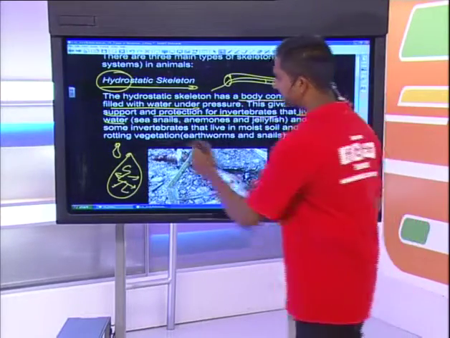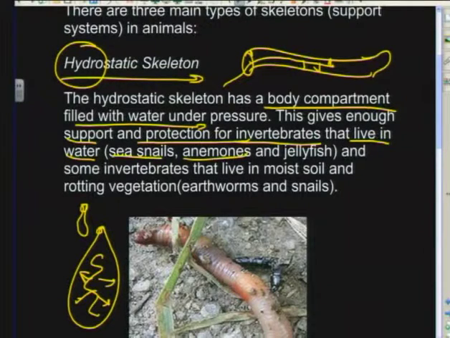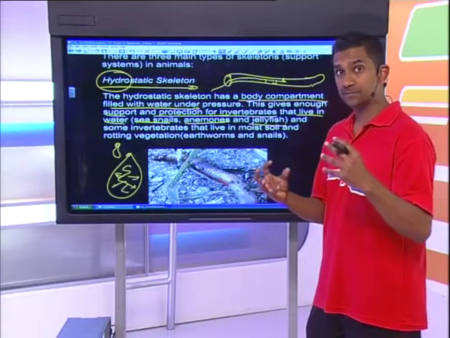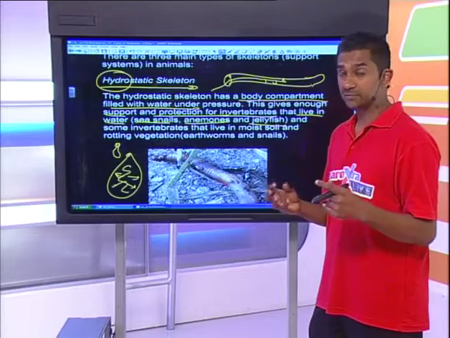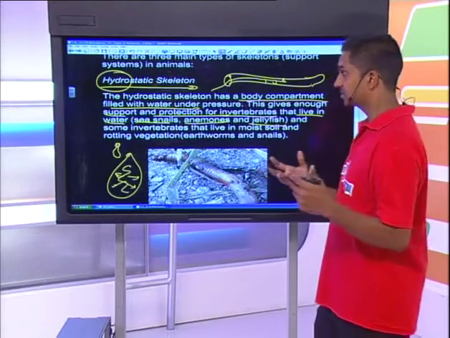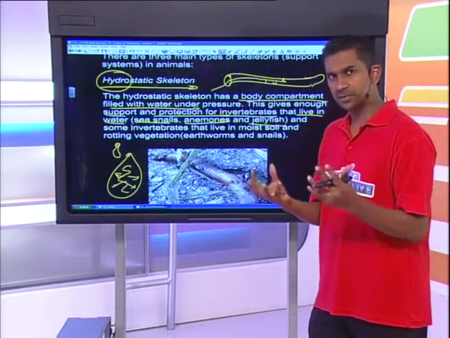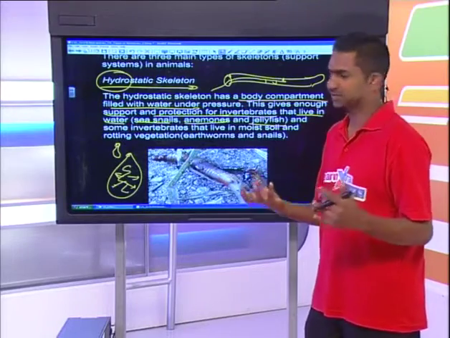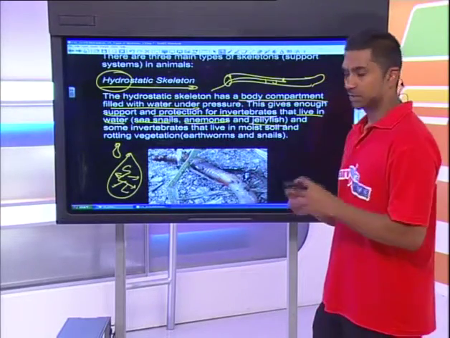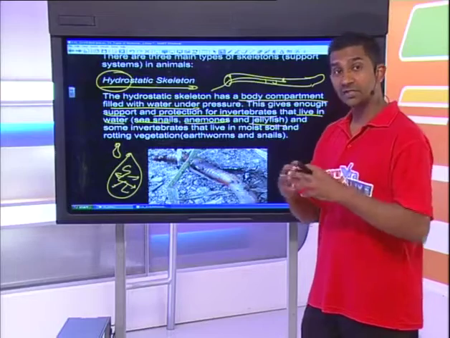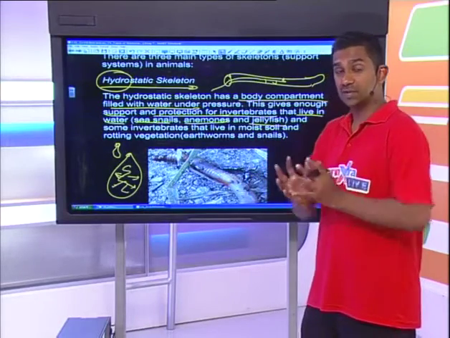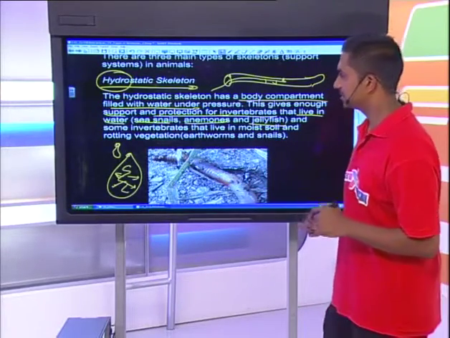We find that sea snails, anemones and jellyfish all have tubes in their body that fill up with water. Even an octopus, guys, if you take an octopus out of water, which is a bad thing to do, you find that it loses body shape. Why? Because it gets dehydrated. That's essentially what happens. The water in the body provides pressure within the tubes, and the system of tubes swells up, giving the organism its shape.